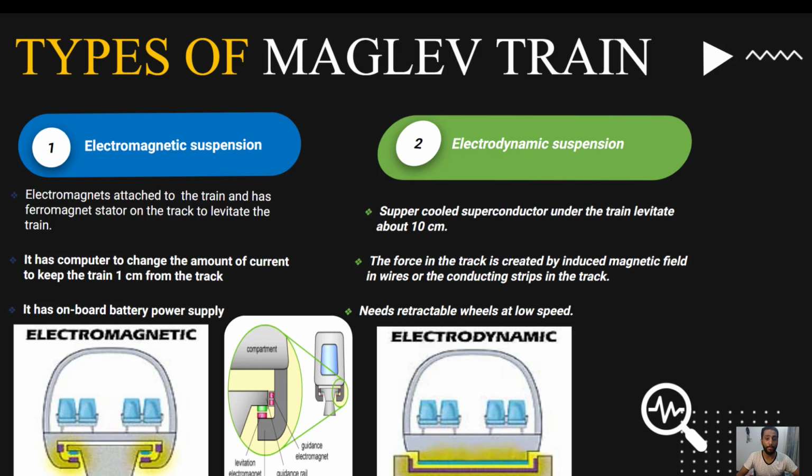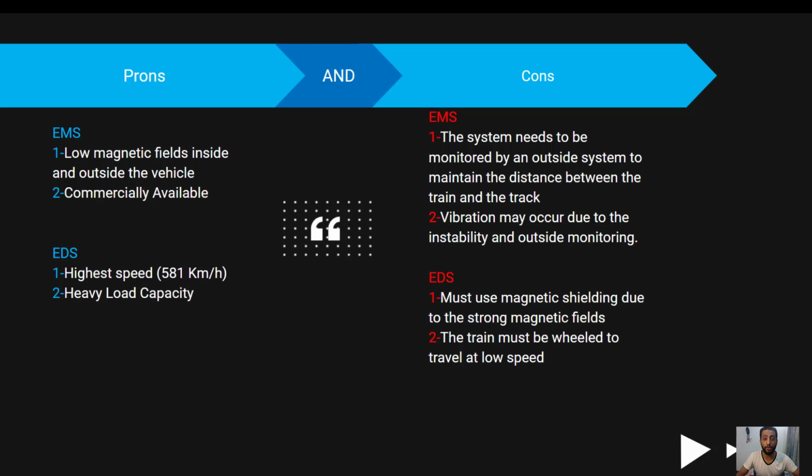The second type is electrodynamic suspension, where superconducting magnets under the train are used to levitate the train about 10 centimeters, and the force in the track is created by induced magnetic fields in wires. This type of maglev train also needs retractable wheels, especially at low speed.